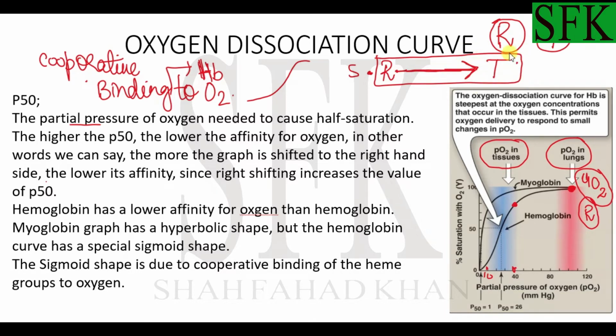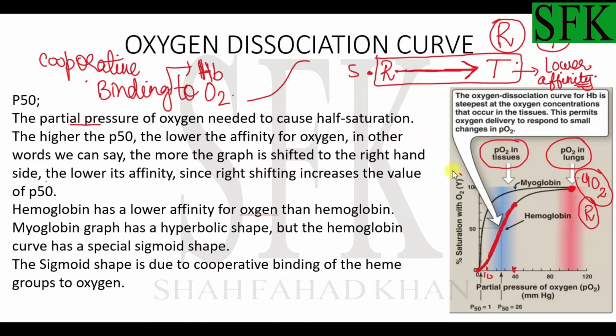Once it attains a tense conformation, this tense conformation has a lower affinity for oxygen, and so it is unable to hold on to the oxygen molecules, and they are rapidly released from the hemoglobin molecule at the tissue. So this steep slope shown by this graph indicates that the hemoglobin has begun changing into the T conformation. It has lost its oxygen to the tissues, and so the saturation decreases to almost zero.